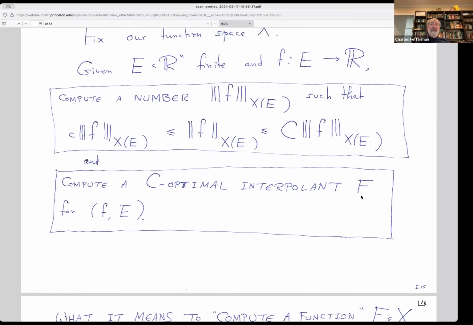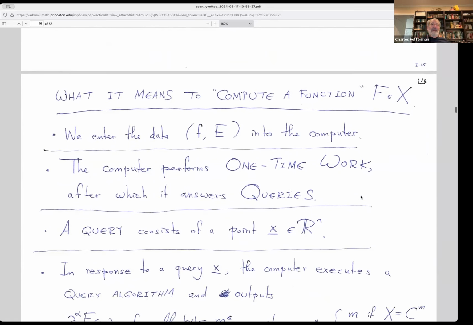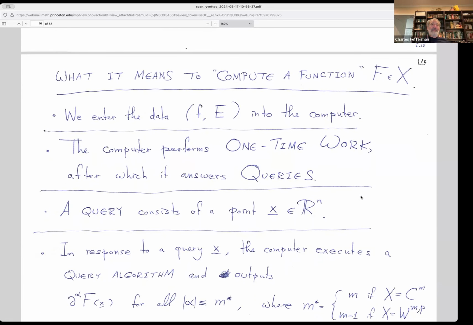Well, computing a number means that you enter the data and the computer executes an algorithm and spits out the triple norm of f. But it's not yet clear what it means to compute a function, because of course a function involves an infinite amount of data, and the computer only ever holds a finite amount of data. So here's what I mean by computing a function. We're going to enter the data into the computer. The computer will then perform one-time work, after which it signals, okay, I'm done with the one-time work. You can go ahead and ask queries, and the computer will answer our queries.